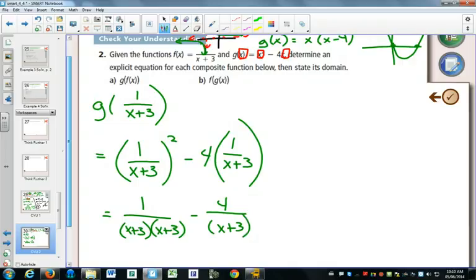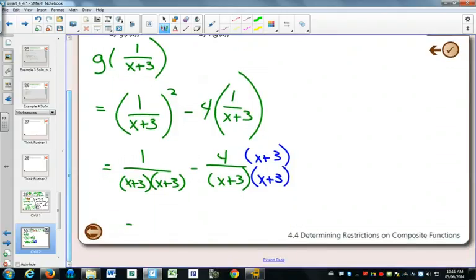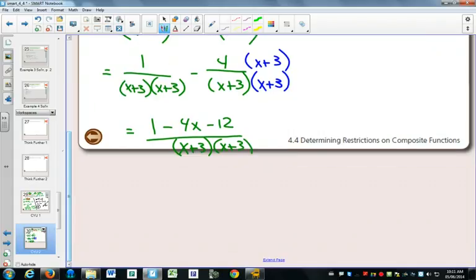If I wanted to make this one fraction, sort of what we often have to do in our Chapter 7 identities, get things to be a single fraction, I would need a common denominator. I could do that by multiplying the top and bottom of this one by x plus 3. And then I would have 1 minus 4x, minus 4 times the 3 would be minus 12, over x plus 3, x plus 3. And if I wanted to simplify that, it's going to be minus 4x minus 11 over x plus 3, x plus 3.